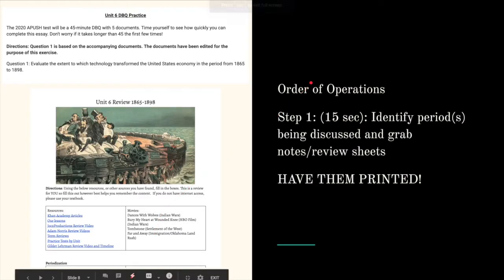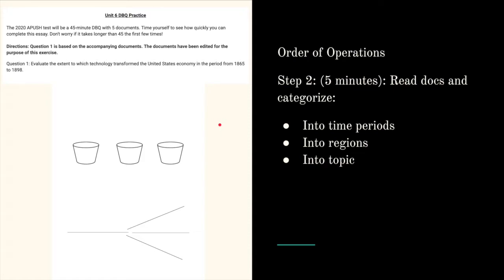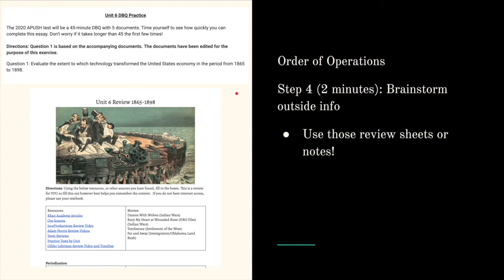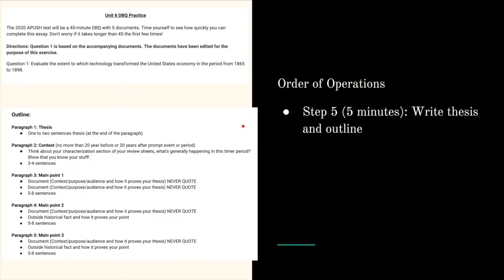Okay, so just to review those order of operations, you open up your DBQ test and you say begin test. You grab the period sheets that you need to take the test. You read those docs and start thinking about how you're going to categorize them according to the question. You are going to think about your point of view, purpose, historical situation, and audience for each doc, not writing anything down, just thinking about it. You're going to brainstorm outside information by scanning over your review sheets. You will write a thesis and get a general outline out about what you're going to write about in this essay.